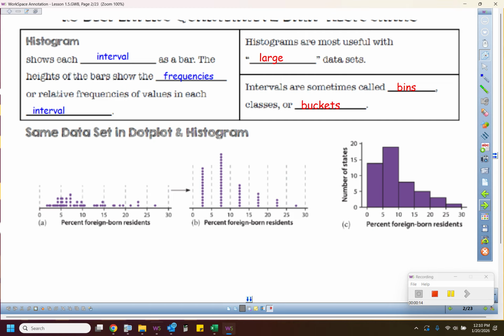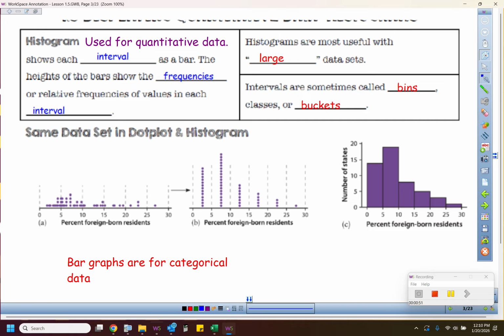First, here's the real rule. You can write this down at the top of your page. Histograms are used for quantitative data. That's when the data is numbers. Our activity today was about your battery percentage. Those were numbers, so quantitative data gets a histogram. A bar graph is for categorical data. The bar graph was like, what's your favorite social media app, like Facebook, Snapchat? They were categories.